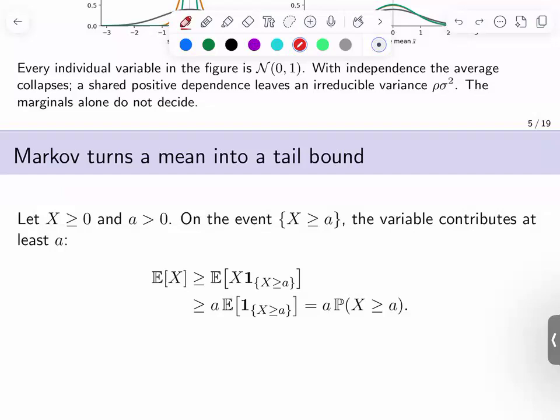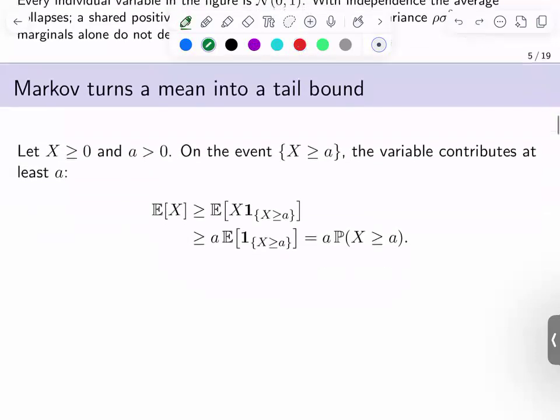Okay, so it's a very important inequality in a lot of areas of theoretical statistics and probability. It concerns a random variable which is non-negative, and you have a parameter a which is deterministic. We want to control the probability that x is bigger than or equal to a. This is like a tail probability.